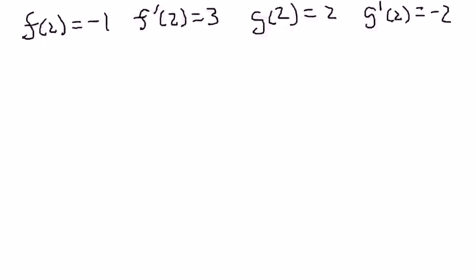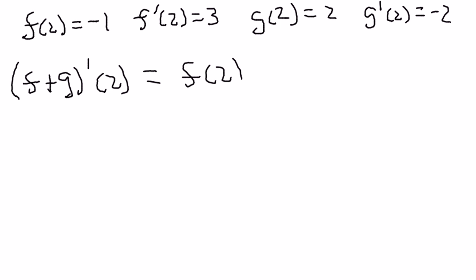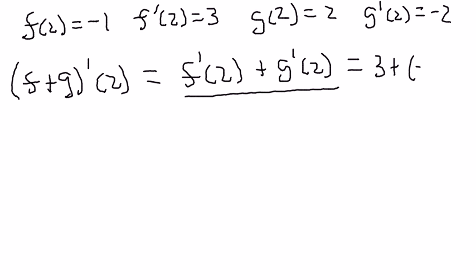If I were to ask you a question like (f plus g) prime at 2, I could rewrite that as f prime at 2 plus g prime at 2. And then I can plug in the numbers. I think it's good to write out this kind of theory base and then plug in the numbers. So we get 3 plus negative 2, which is 1.